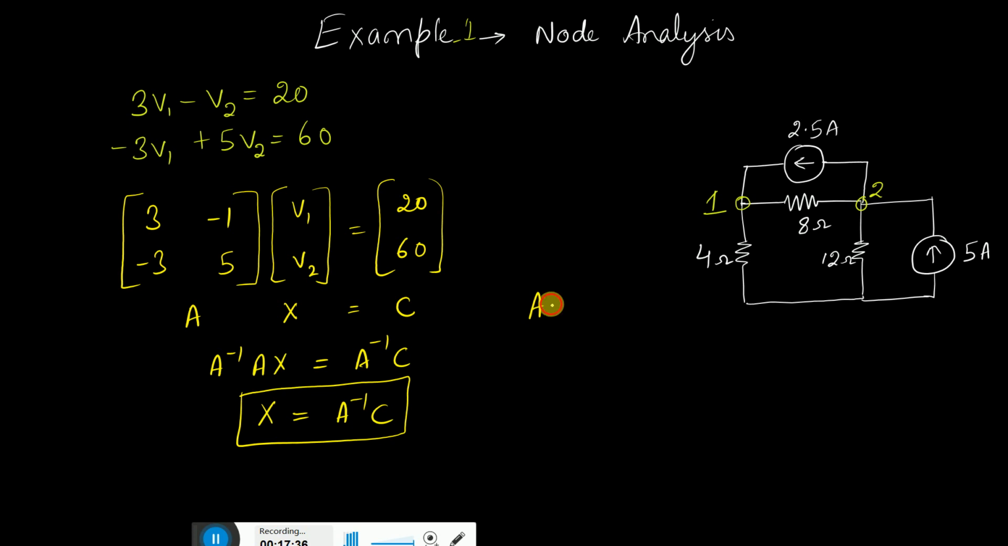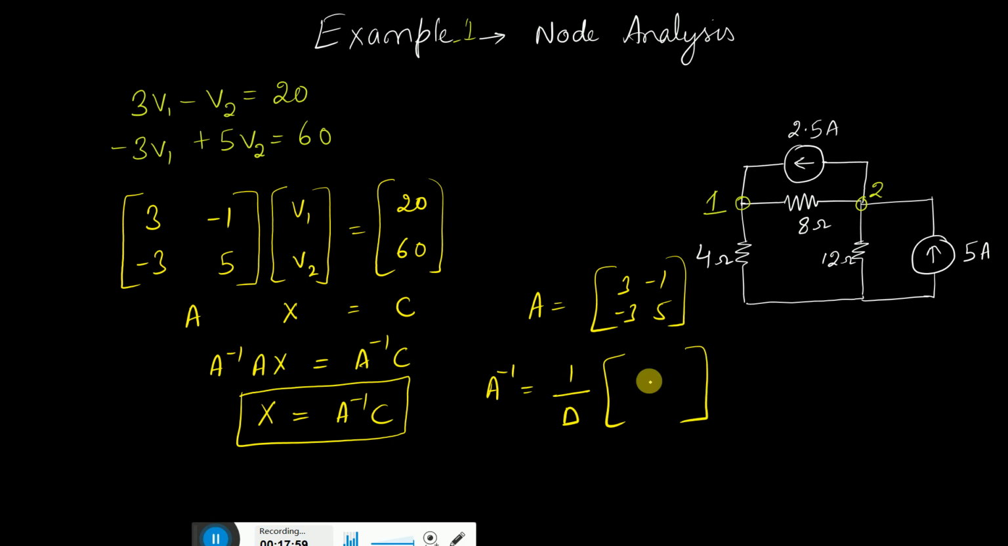So what is the value of A? A is nothing but 3, minus 1, minus 3 and 5. This is the value of A. So how to find A inverse? In mathematics you can go and learn how to find the inverse of this matrix. I will give you this easy formula. You just need to find the inverse of a 2 by 2 matrix. Just interchange these values on this matrix.